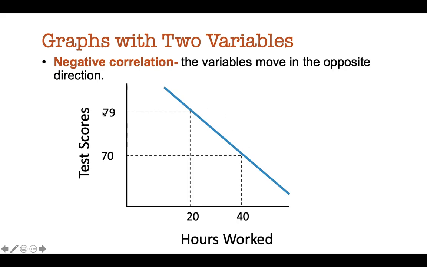But test scores are falling as I move from this point to this point, from 79 to 70. So one variable is increasing while the other variable is decreasing. That is a negative or an inverse relationship.